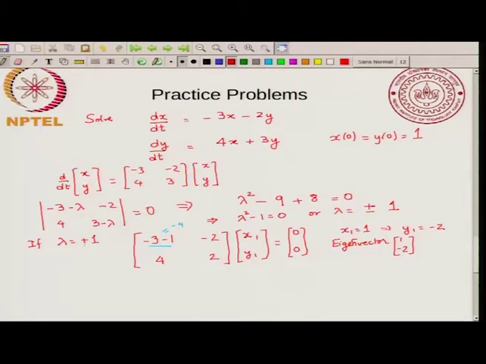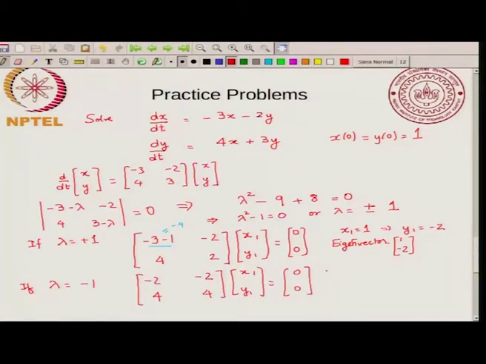Now, the first eigenvalue is plus 1, and the eigenvector is (1, -2). Now, if lambda equals minus 1, then in this case you have minus 3 minus of minus 1, that is minus 3 plus 1, which is minus 2, and you have a 4 here, and 3 plus 1 is 4, times (x1, y1) equal to (0, 0).